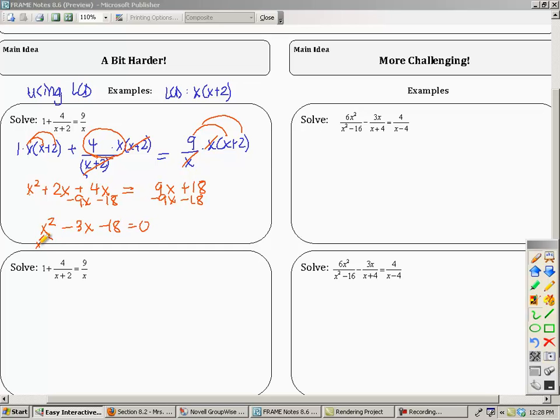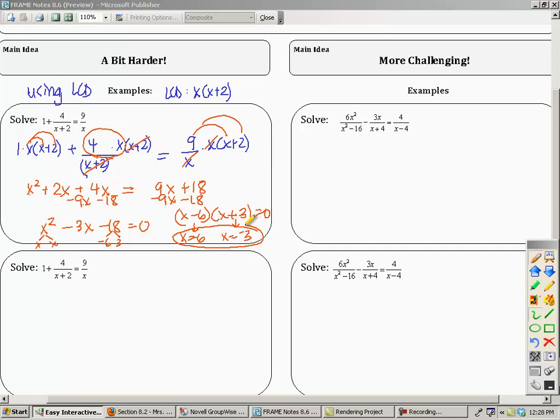If I factor this, I get a negative 6 and 3. So I have x minus 6 and x plus 3 equals 0. So x equals 6 as a solution and x equals negative 3. And the truth is, in this case, they both work. Okay? And so that's the first method of solving. And again, in my opinion, it's the easier way. So keep that in mind as we're going through.